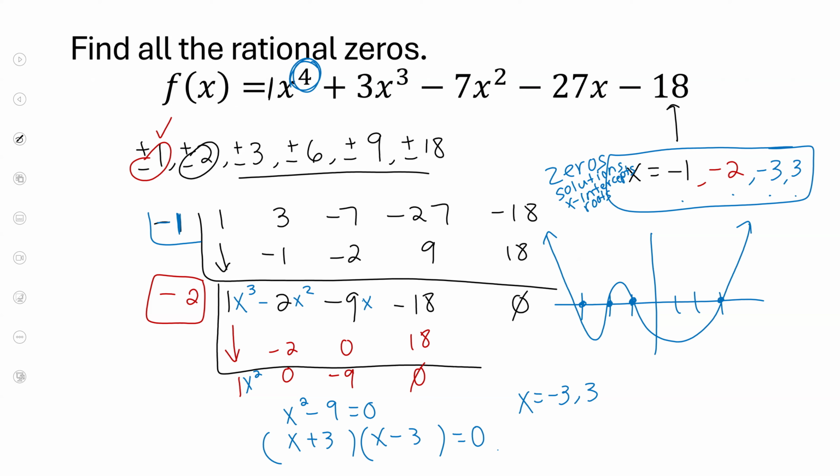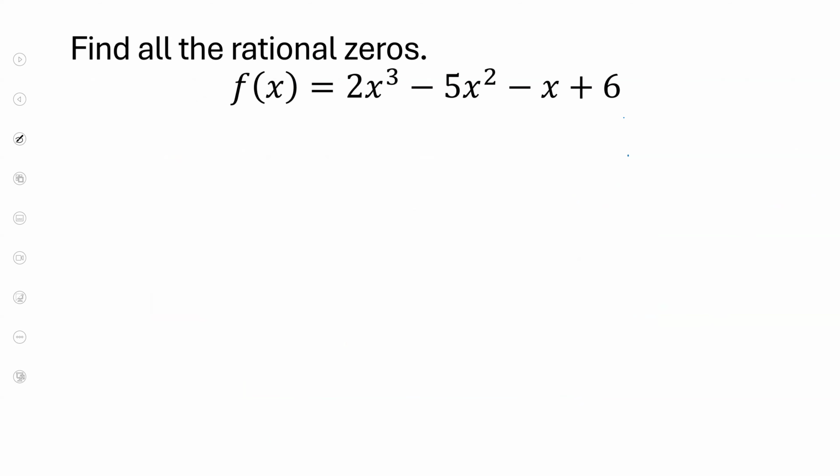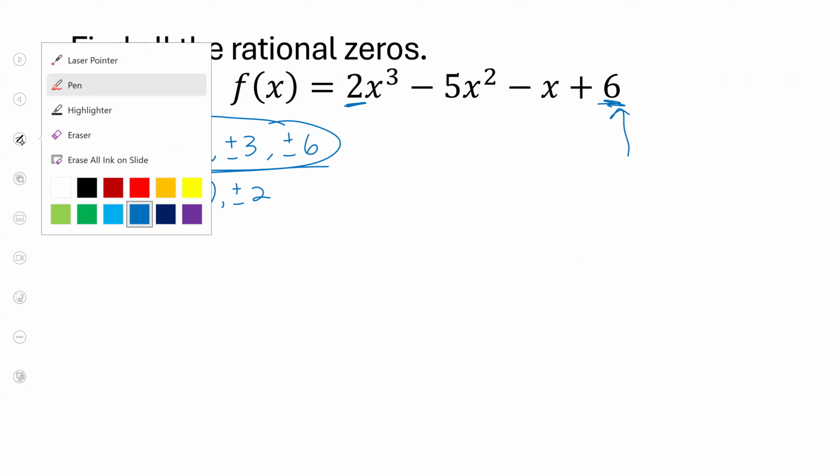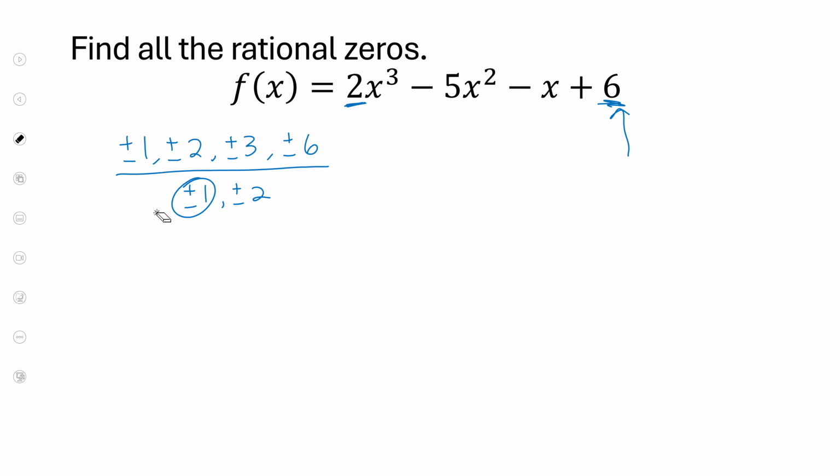All right, let's try another example. The factors of 6 are 1, 2, 3, and 6. The factors of 2 are 1 and 2. You do this one and this one. Okay, so that means all of these over 1 is the same thing. Now I have to do all of these over 2. All of these over 2. So I'm also going to have 1 over 2.